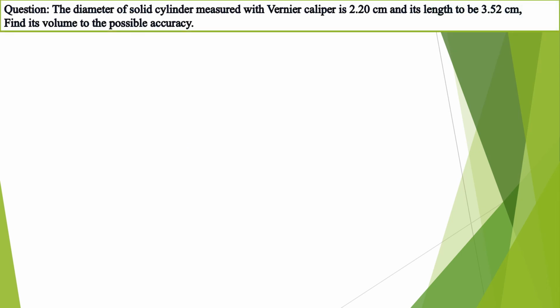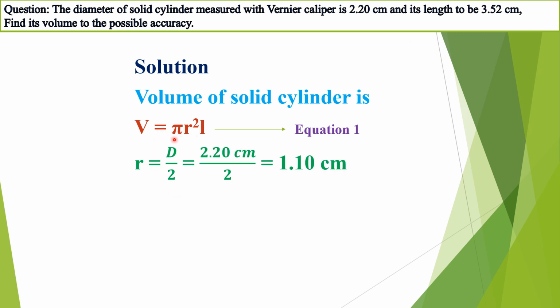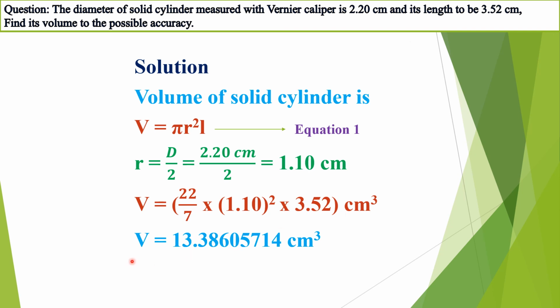Question. The diameter of a solid cylinder measured with a vernier caliper is 2.20 cm and its length is 3.52 cm. Find its volume to the possible accuracy. Solution. Volume of a solid cylinder is V equals pi r squared L. We have the value of length and diameter, but here we need the radius, so we can divide the diameter by 2 to get the radius. Putting the value of diameter 2.20 centimeter and dividing it by 2, we get radius equals 1.10. Putting the values of radius and length in equation number 1, we get V equals 22 divided by 7 into 1.10 whole square into 3.52.